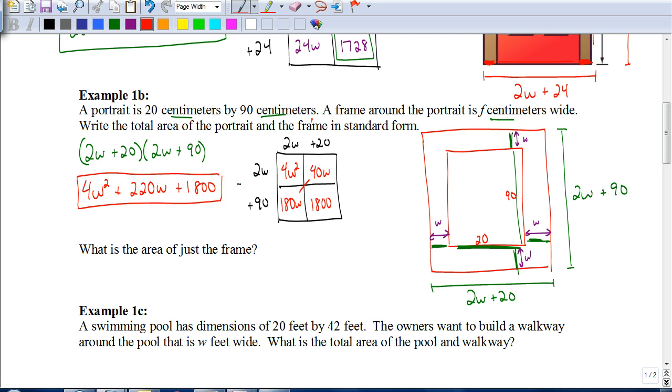So that's a total area of the frame with the picture. Now, when it says what is the area of just the frame, the 90 times the 20, remember that part there gives you the area of the picture, so that's 1800. And that 1800 I don't care about. I want just the area of the frame. So I take away that 1800, so it's going to be 4W squared plus 220W would give me the area of just the frame.